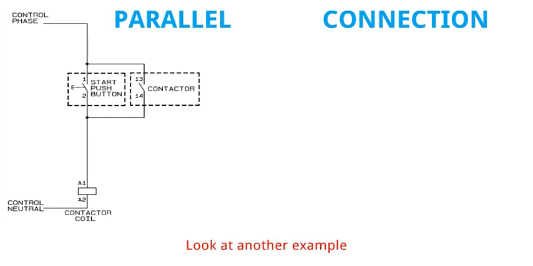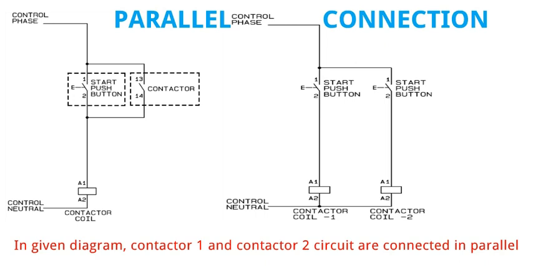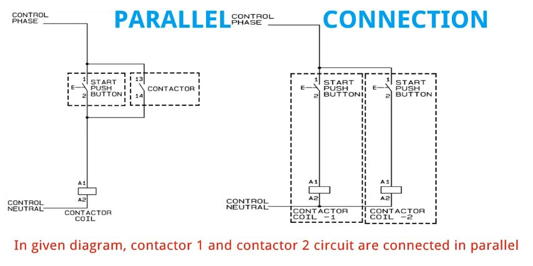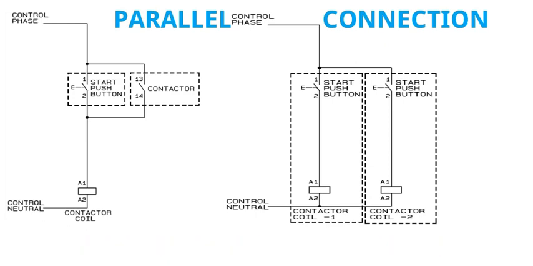Look at another example. In the given diagram, contactor 1 and contactor 2 circuit are connected in parallel. This means that both the circuits function independently.